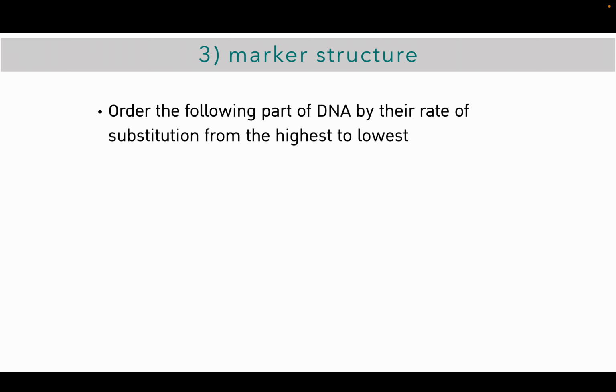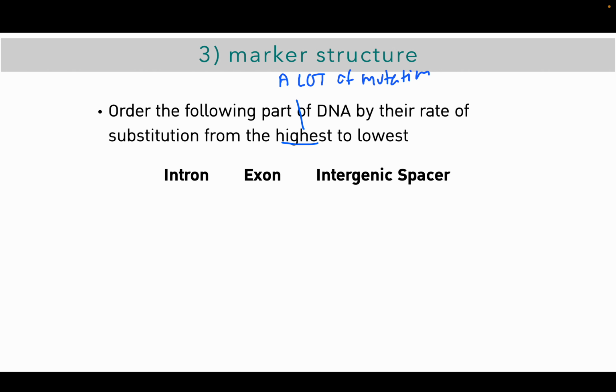Order the following parts of DNA by their rate of substitution from the highest to lowest. Wow, this is a game show, right? So highest is a lot of mutation, to not a lot of mutation. So we have intron, exon, intergenic spacer. Talk to your friends. Which one should have the highest mutation?